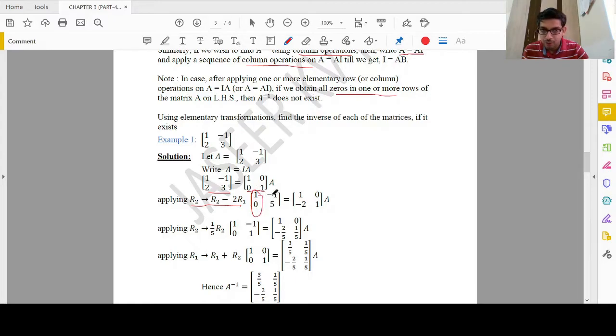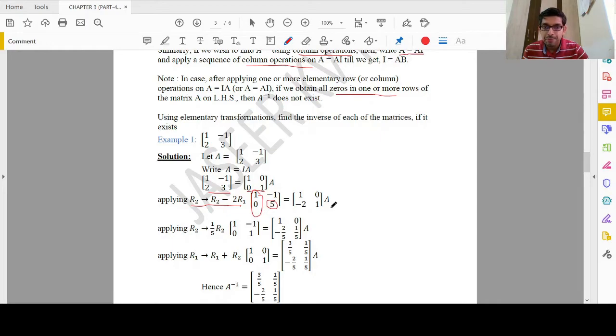Now we want 0 1 here, then only it will become an identity matrix. For that we need 1 here. So what transformation did I use here? R2 changes to 1 by 5 R2, directly multiplying the second row with 1 by 5, so that it will become 0 1, because I multiplied with 1 by 5. That is the second elementary transformation, multiplying with a non-zero constant. So R2 changes to 1 by 5 R2. That means it will become [1 0; 0 1].